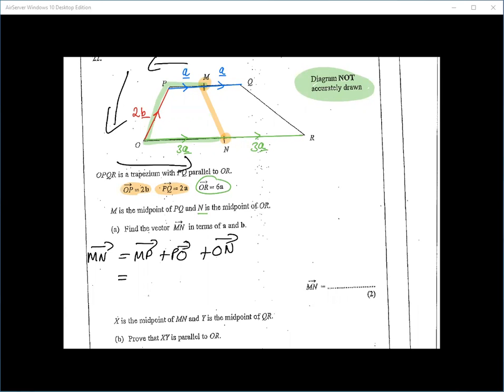What's M to P? Minus A. A is going right, we're going left, so minus A. What's P to O? Minus 2B, because 2B is going up, we're going down. What's O to N? Plus 3A, in the direction of A. Done. So simplify for me, please. 2A minus 2B.